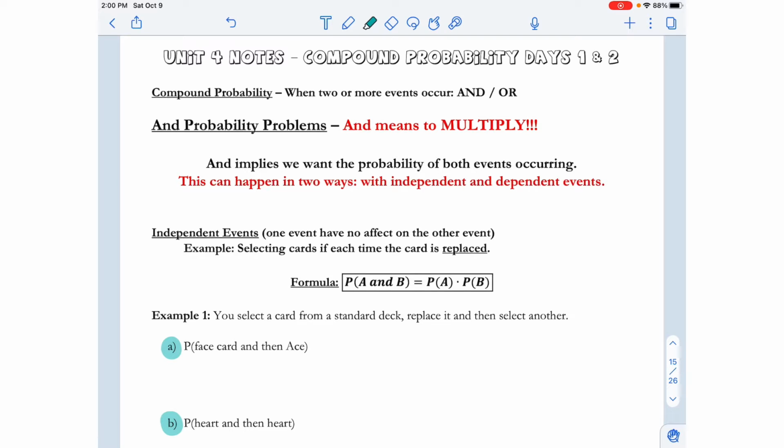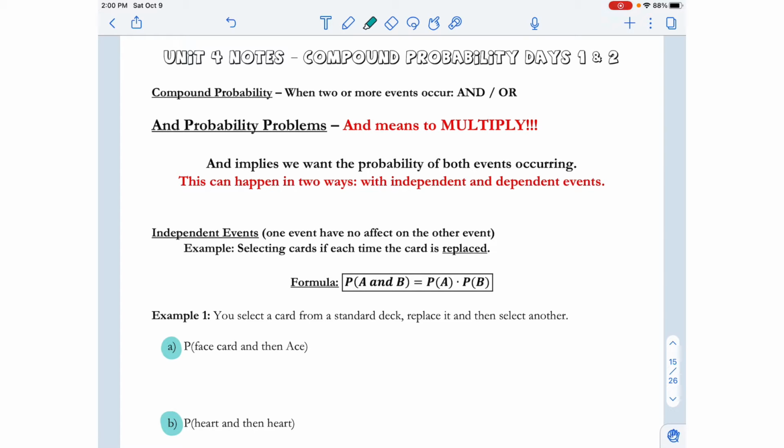Hello class, we are going to talk about compound probability today. Compound usually means there's two things happening. So compound probability is when there's two or more events occurring. And we can talk about this in two ways. Either we want something to happen and something else to happen, or the other option is that we want something to happen or something to happen, one or the other, but not necessarily both.